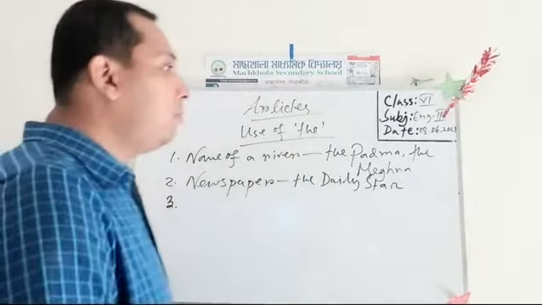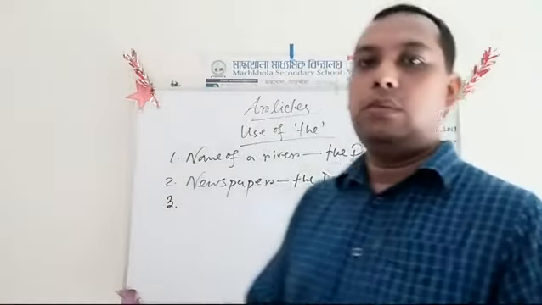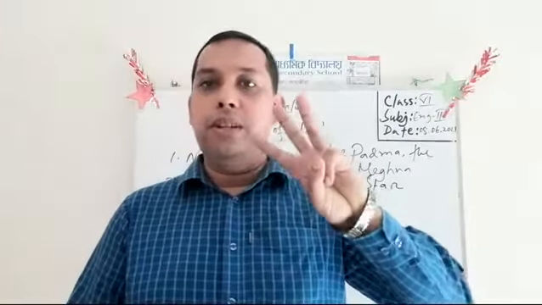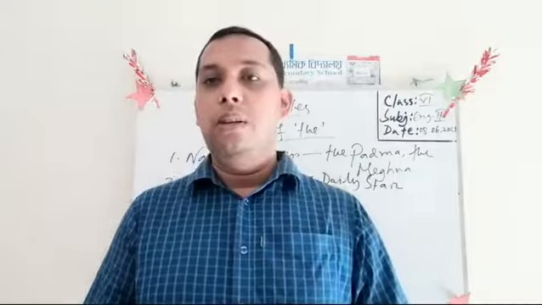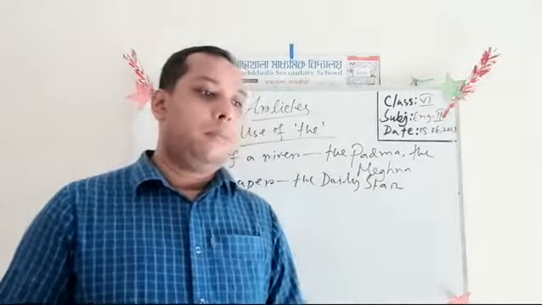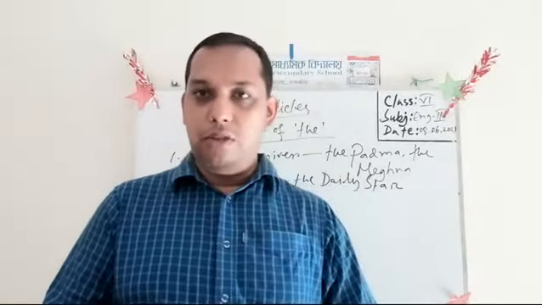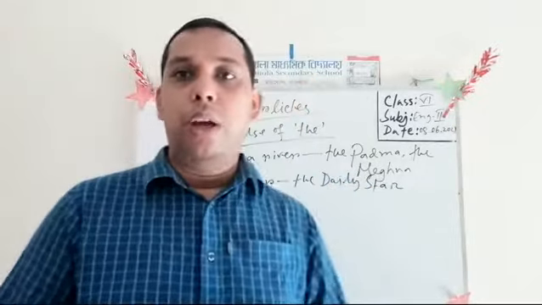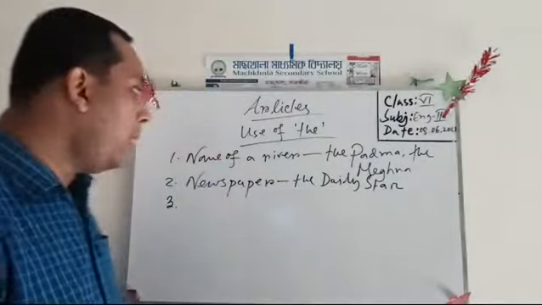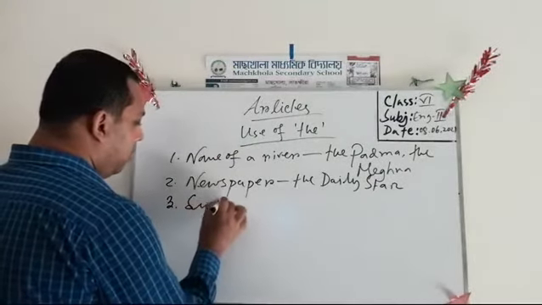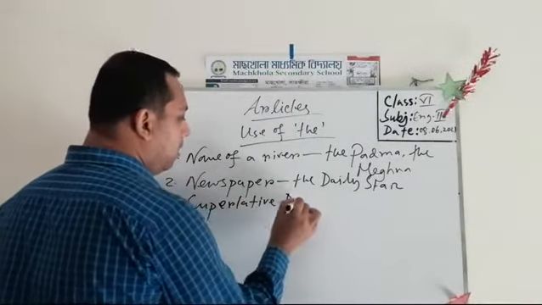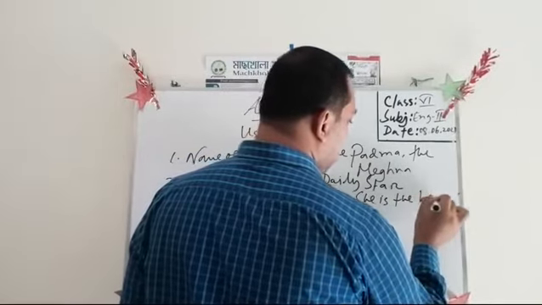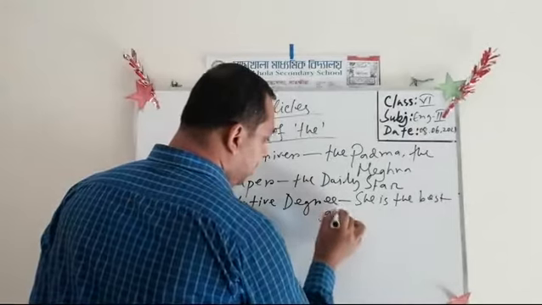Number three. How many degrees are there? Can you tell me? There are three types of degree. Yes, it deals with comparison of adjectives. So three types of degree: positive, comparative, and superlative. Superlative degree denotes or means the highest quality of something. So when we are using superlative degree, as for example, she is the best girl, best girl in the class.